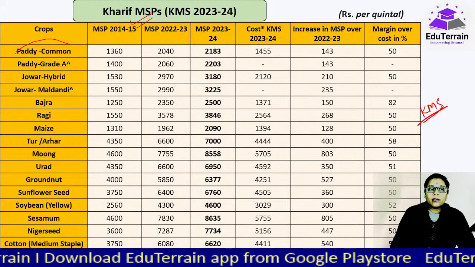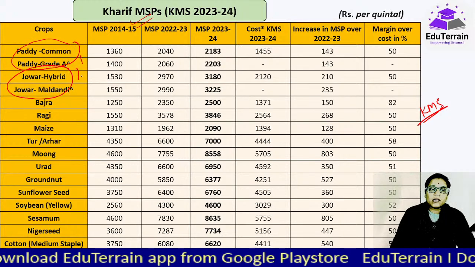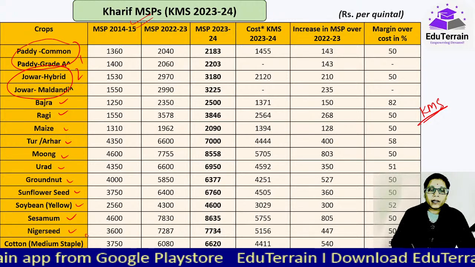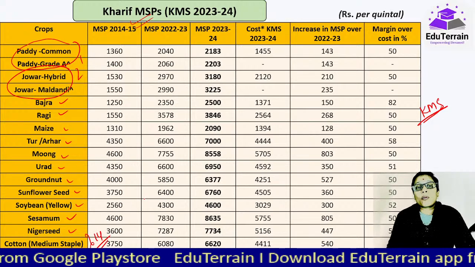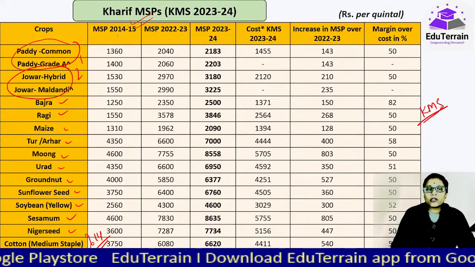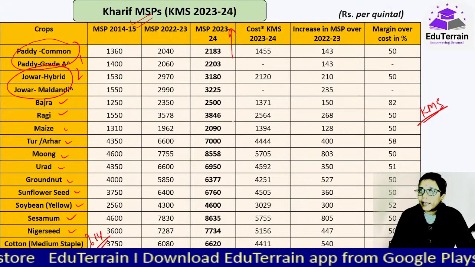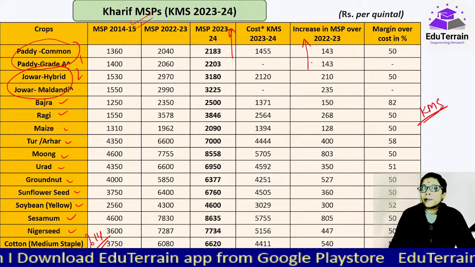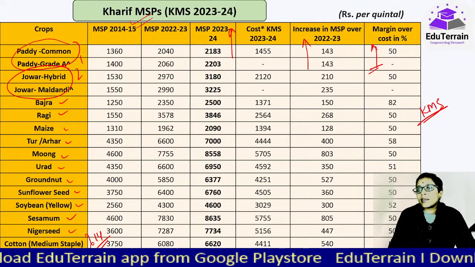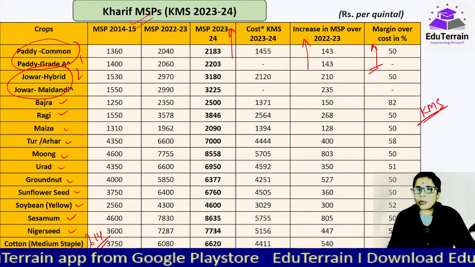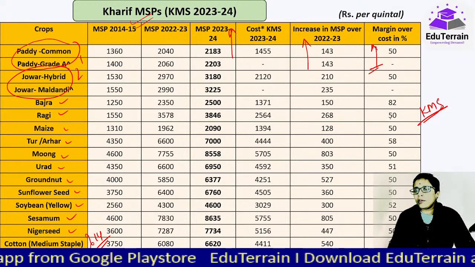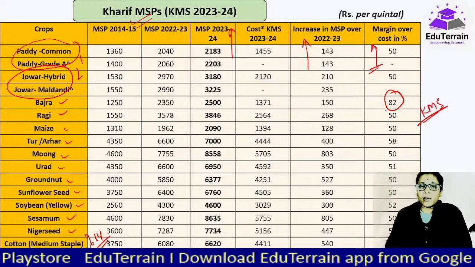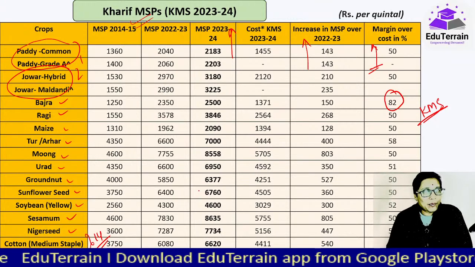As you can see here, this is 1 crop, this is 2, 3, 4, 5, 6, 7, 8, 9, 10, 11, 12, 13 and 14. So for Kharif crops MSP is released, and as you can see here, these are the MSPs for 2023-24, and this is the increase in MSP over 2022-23, and this is the margin over the MSPs. That is cost of production how much, 1.5 times. Almost all are 1.5 times except bajra which has got 1.8. Okay, otherwise these are the prices, important again.